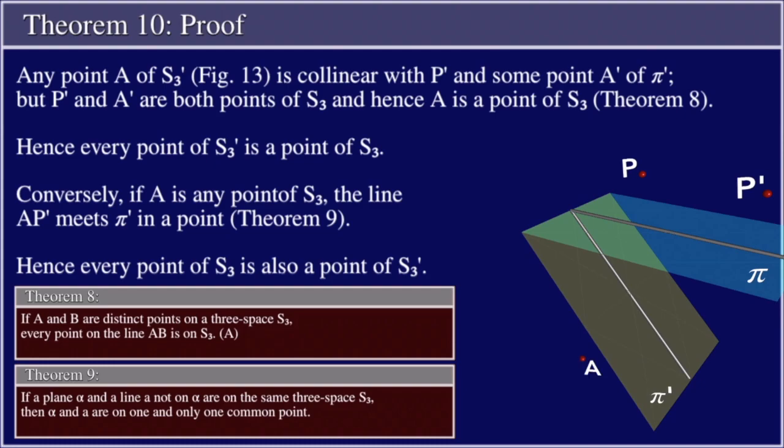Proof: any point A of S3', figure 13, is collinear with P' and some point A' of pi'. But P' and A' are both points of S3, and hence A is a point of S3 by Theorem 8. Hence every point of S3' is a point of S3. Conversely, if A is any point of S3, the line AP' meets pi' in a point by Theorem 9. Hence, every point of S3 is also a point of S3'.